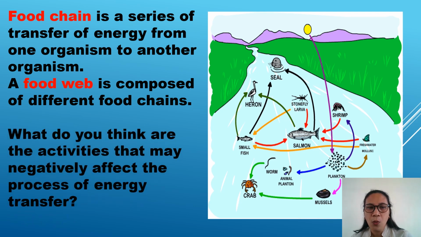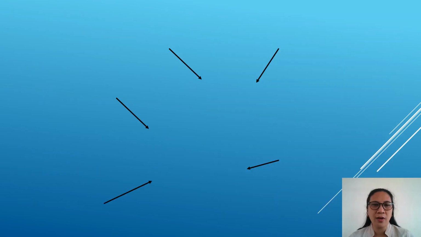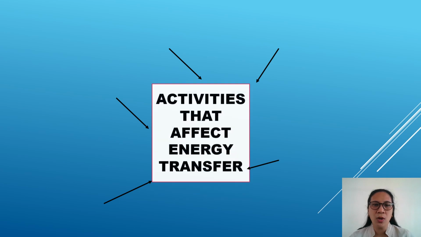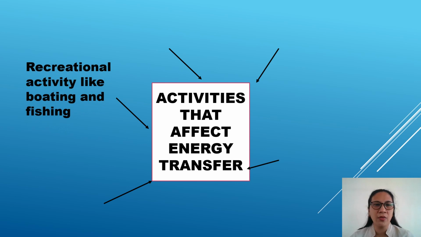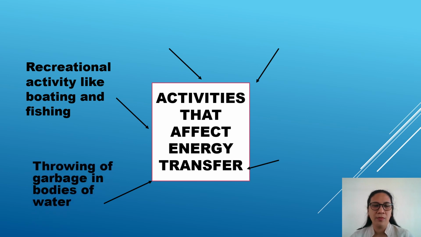Now, what do you think are the activities that may negatively affect the process of energy transfer in this diagram? Based on the diagram given in our activity, what are the activities that might affect the energy transfer? Can you give one? Okay, recreational activity like boating and fishing. That is correct. Another one. Throwing of garbage in bodies of water. Okay, that is another answer.